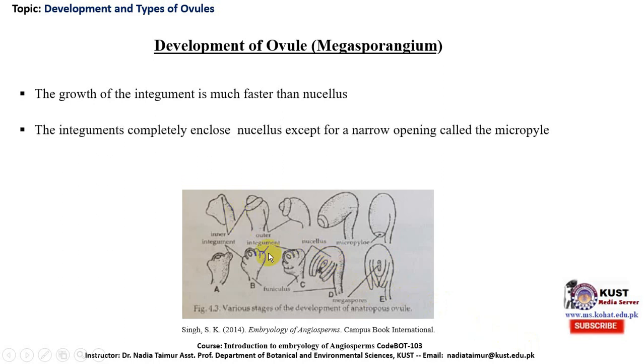The integuments completely enclose the nucellus except for a narrow opening called the micropyle, which you can see here and here and here.